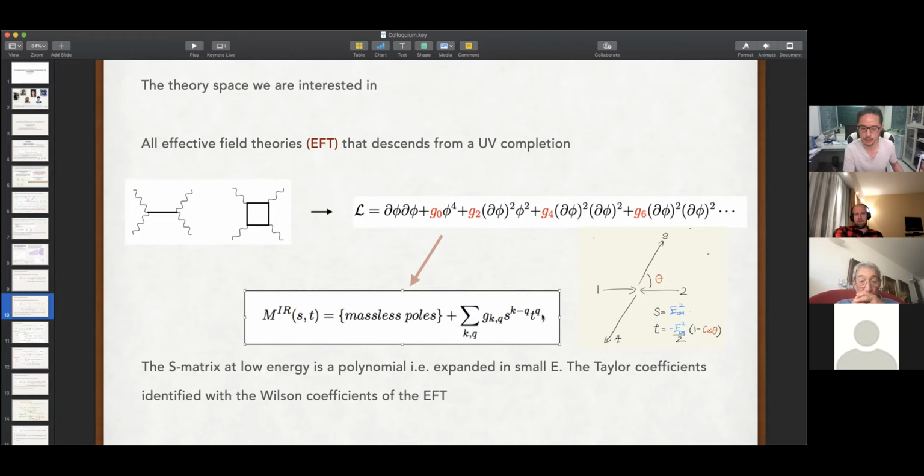Good, so we're going to try to impose consistency conditions on this amplitude, on the low energy amplitude, and extract bounds on these GKQs. And these bounds on GKQ will then translate into bounds on your Wilson coefficients. Now, but just to see how these Wilson coefficients come about.